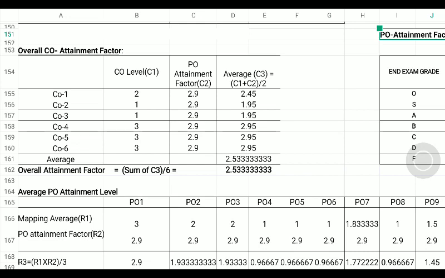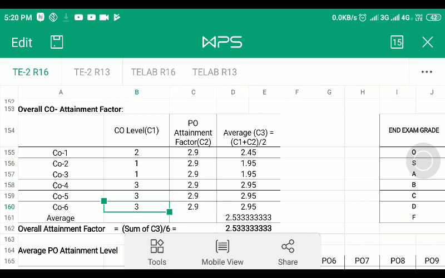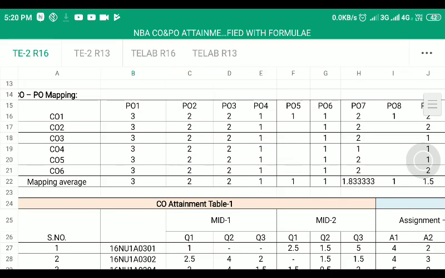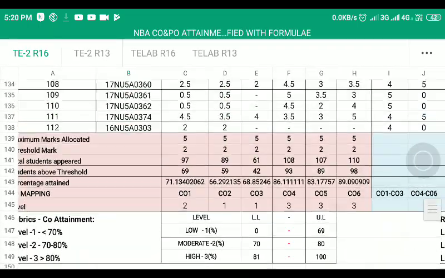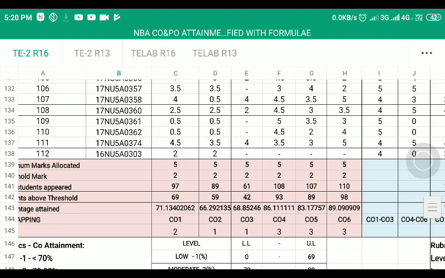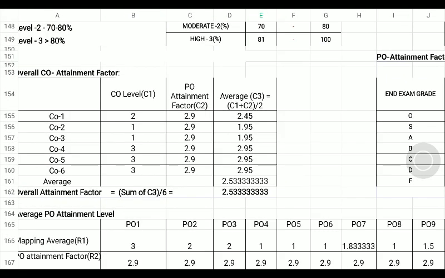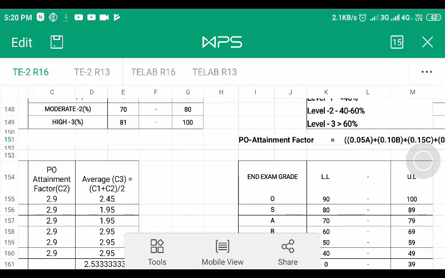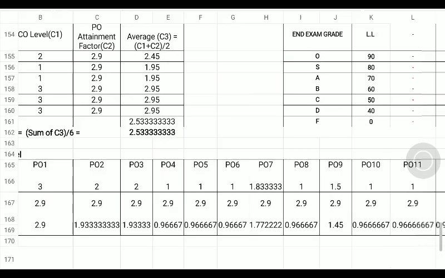This is also a formula. These came from the CO mapping last line. See here, from this. Sorry, this is from the 6 questions. From the 6 questions, these are the levels 2, 1, 1. From the 6 COs, that means 6 questions from 2 minutes. So these are the values. This is the factor from here. This is the value, and this is the CO average for this 2.